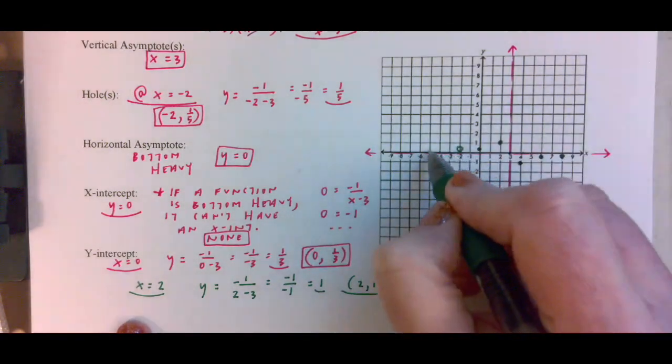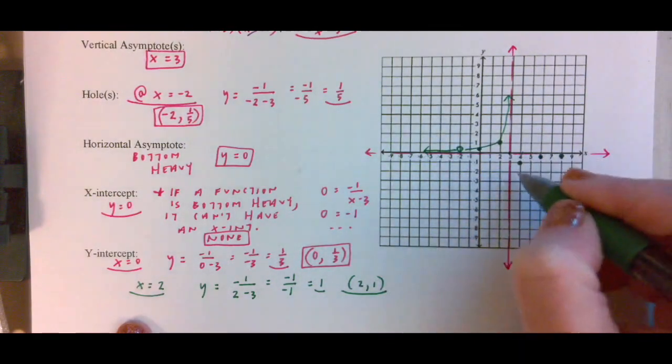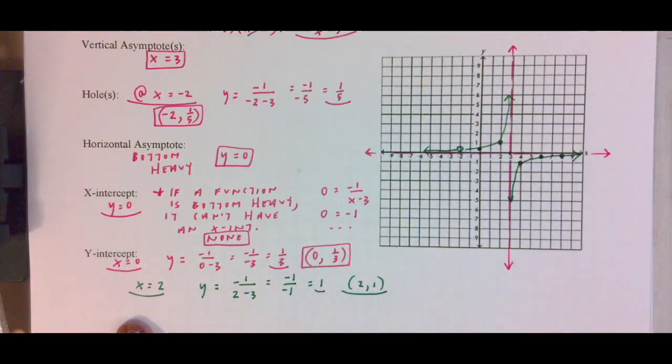Okay, and then I make my first branch. Looks like that. And my second one looks like that, right? I'm hugging my asymptotes. All right, let's do it one more time.